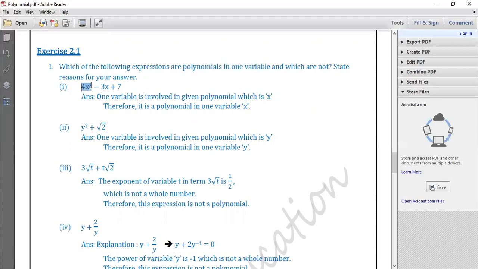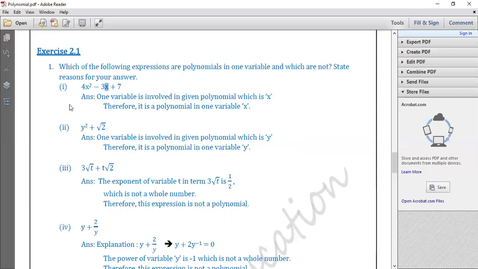Okay, 4x square minus 3x plus 7. Here, if you see, one variable is involved. What is the one variable? The variable we have is x. X is the variable here, so it is one variable. Therefore, it is a polynomial of one variable x. What is the variable given here? X. It is only 1.